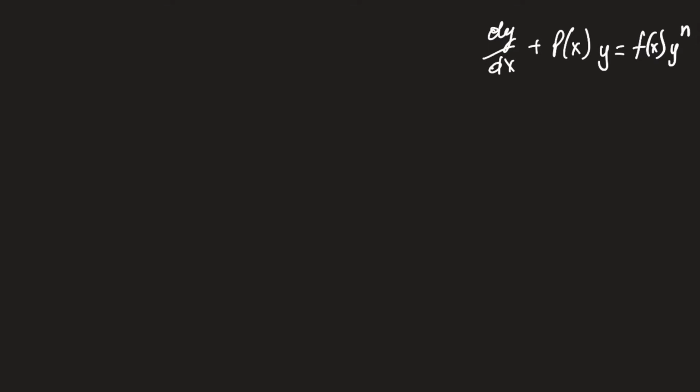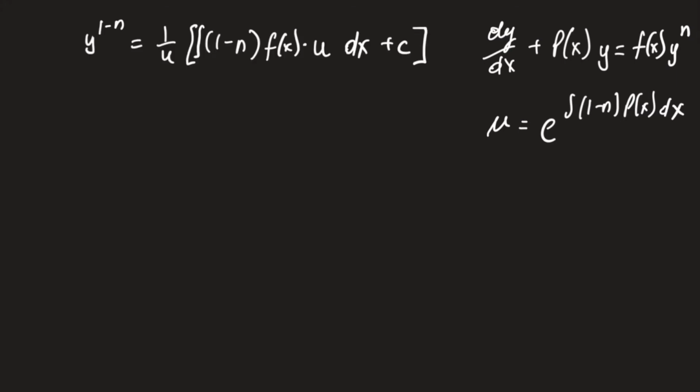To solve this equation, we're going to have to make that integrating factor of e to the integral of (1 minus n) times p of x dx. Again, this may look pretty familiar from the linear differential equations. Once we identify p of x, f of x, and our integrating factor u, we're going to plug it into this formula and simplify. So let's see how this works out.